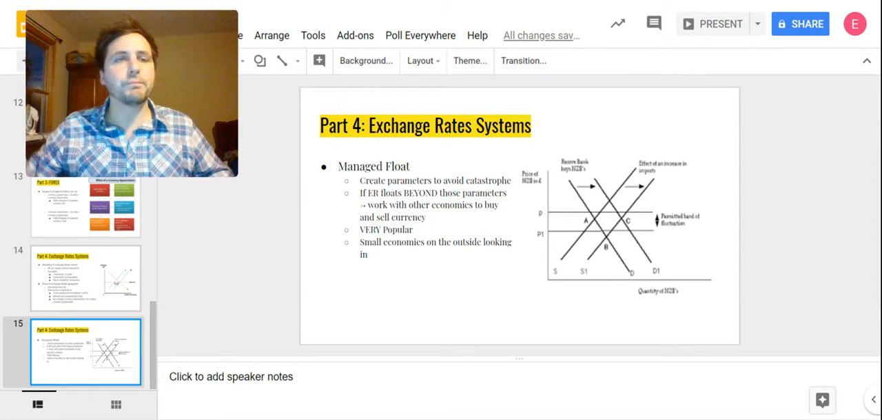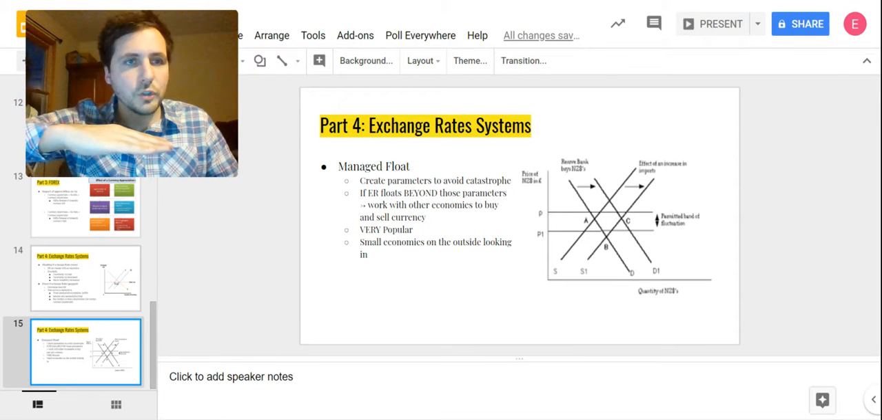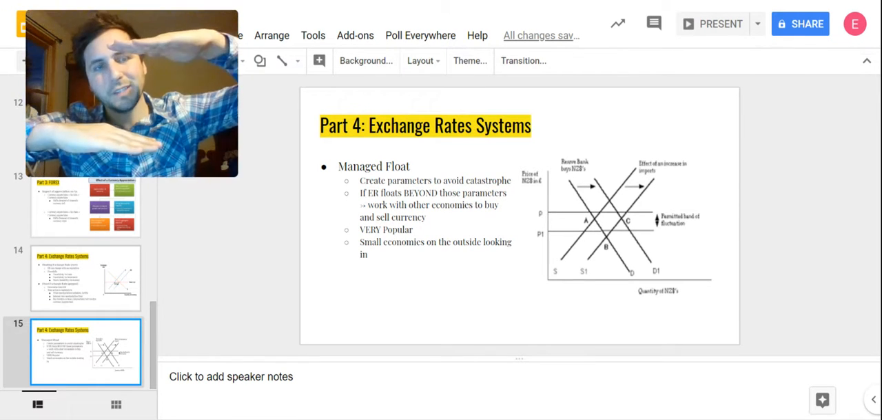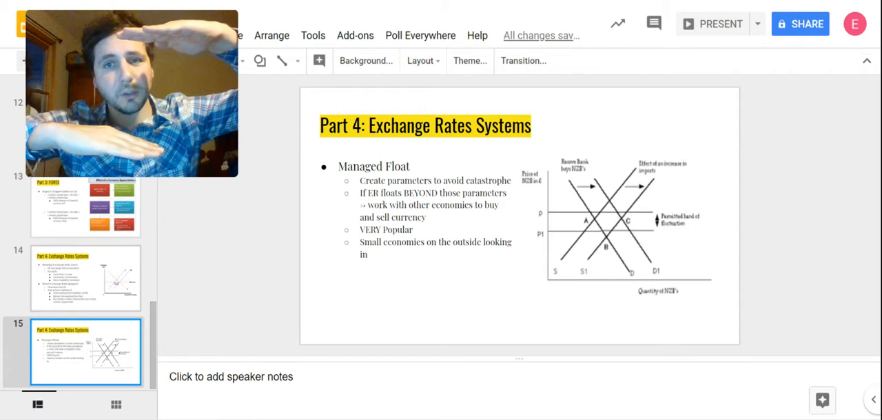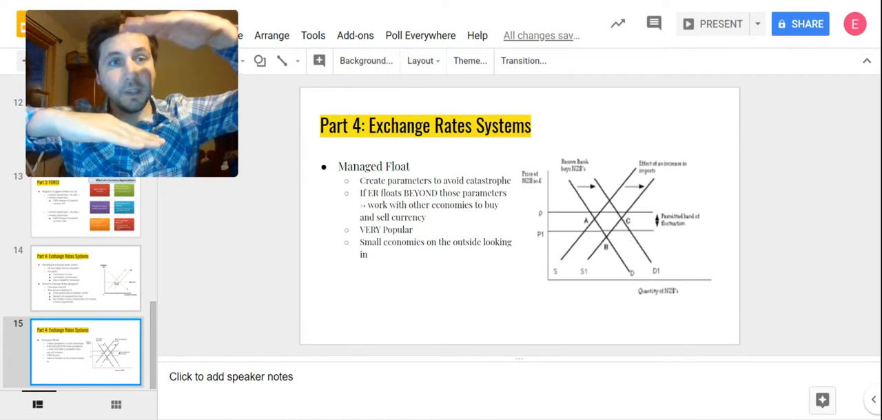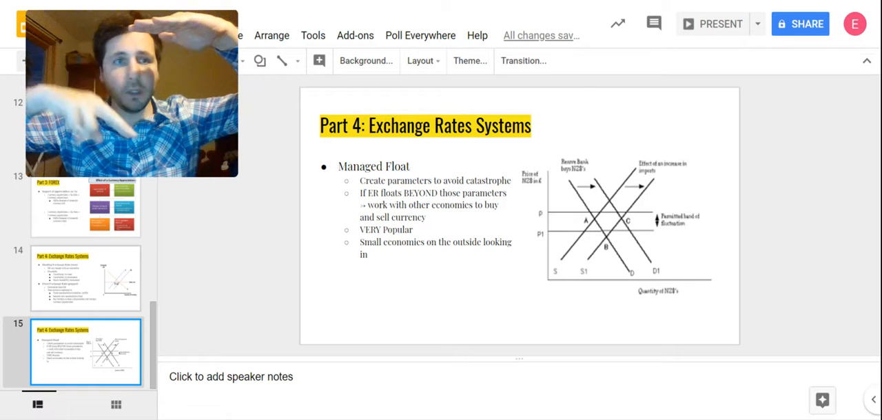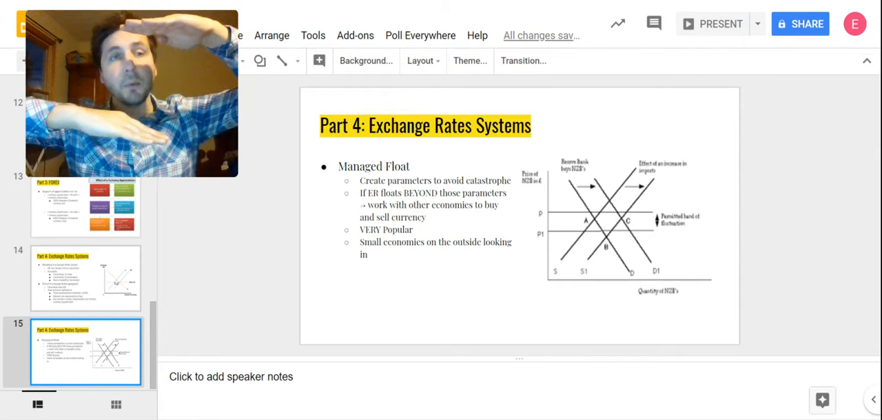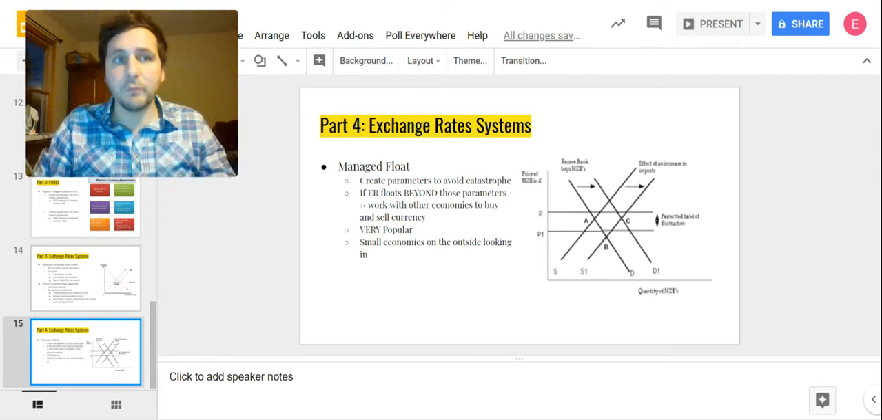We say, you know what? This is the lowest our exchange rate can be without it being catastrophic. This is the highest our exchange rate can be without it being catastrophic. As long as it's within this range, we're just going to let it float around. You know, it can go up, it can go down, that's fine. But whenever it starts to creep outside of these parameters, then we're going to get involved.